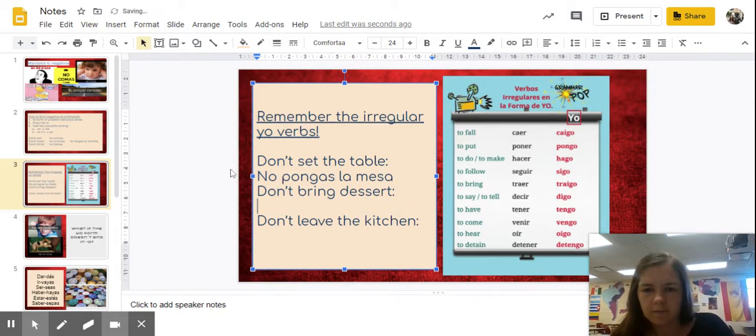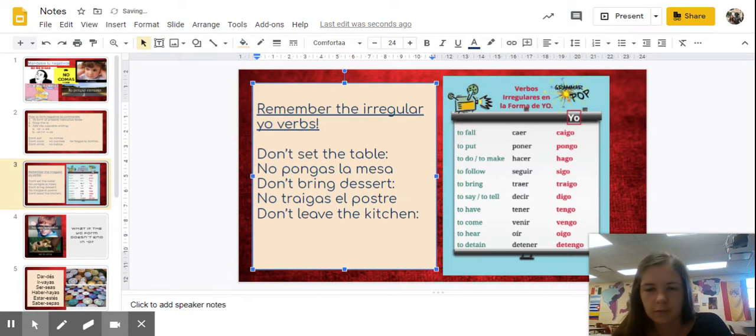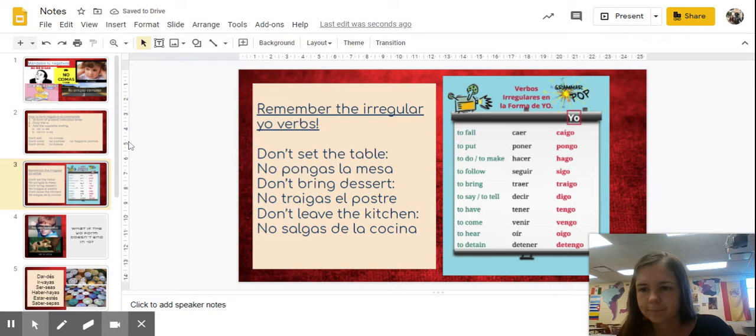Don't bring dessert. I think that person must be on a diet. So I have no traer el postre. Think of postre like pastel or pastry. The yo form of bring is traigo. Drop the O, opposite ending is AS. Don't leave the kitchen because I want you to help me cook. No salir de la cocina is to leave the kitchen. The yo form of to leave is salgo. Drop the O, my opposite ending is AS for IR verbs.